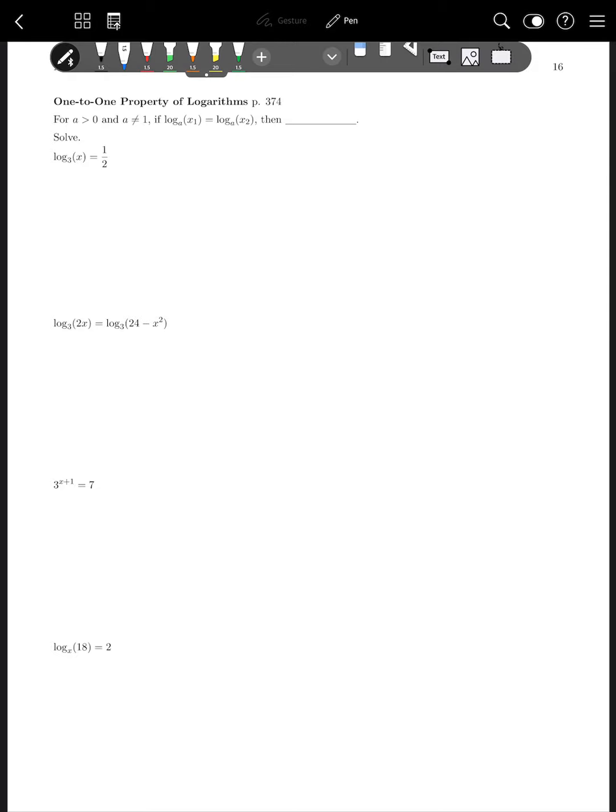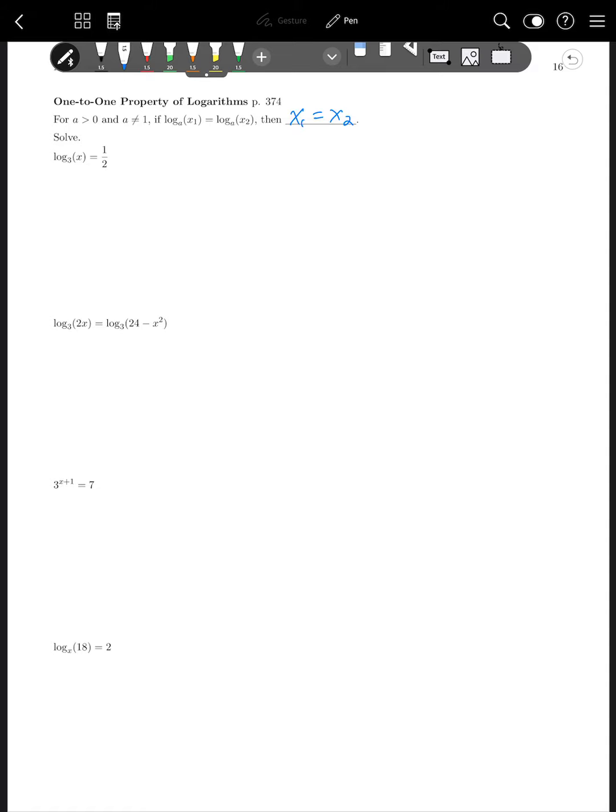So for a greater than 0, with a not equal to 1, if log base a of x sub 1 equals log base a of x sub 2, then x sub 1 equals x sub 2. Okay. So we're going to use that to solve equations where we have multiple logarithms, like the second one here.